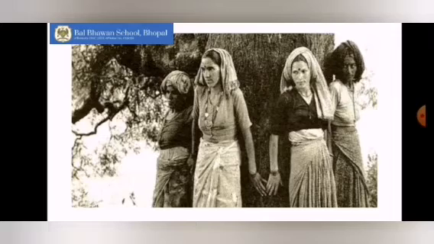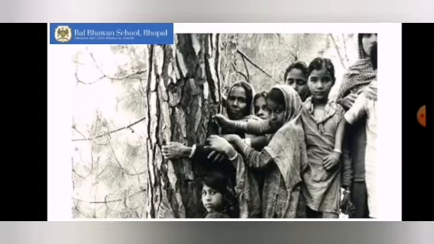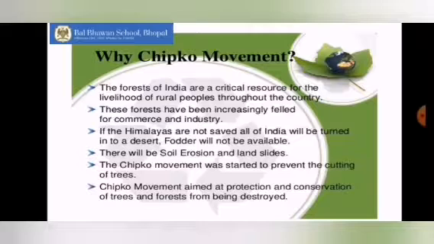In the 1970s, an organized resistance to the destruction of forests spread throughout India and came to be known as Chipko movement. The original Chipko movement was started around 260 years back in the early part of the 18th century in Rajasthan by Amrita Devi.